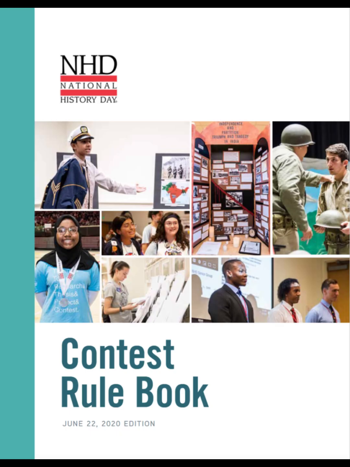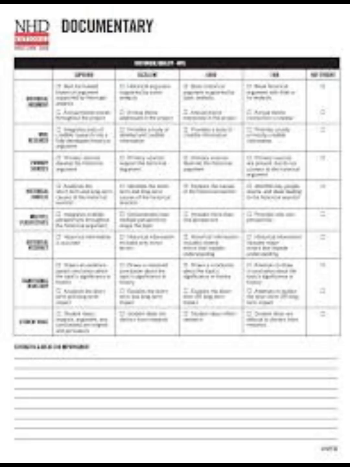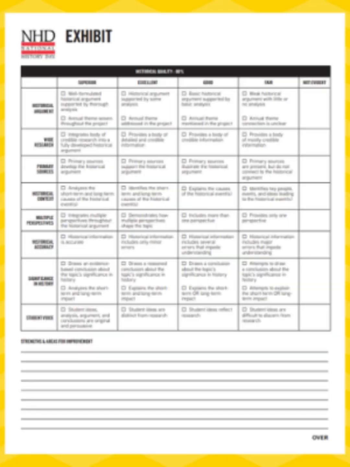You can choose how to present your research in one of 5 categories, whether you do it as an individual project or as a group. First, you have the documentary. You can create a short film using primary sources, narration, and visuals. You can do this as an exhibit, where you design a physical or digital display that tells your story visually.